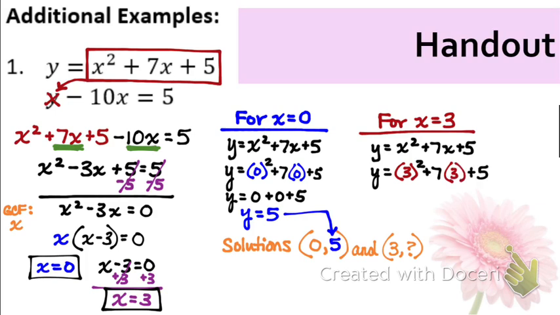Okay. What's 3 squared? 9. What's 7 times 3? 21. So 9 plus 21 plus 5. What is 9 plus 21 plus 5? 35. That's what I put in right here in the place of this y.